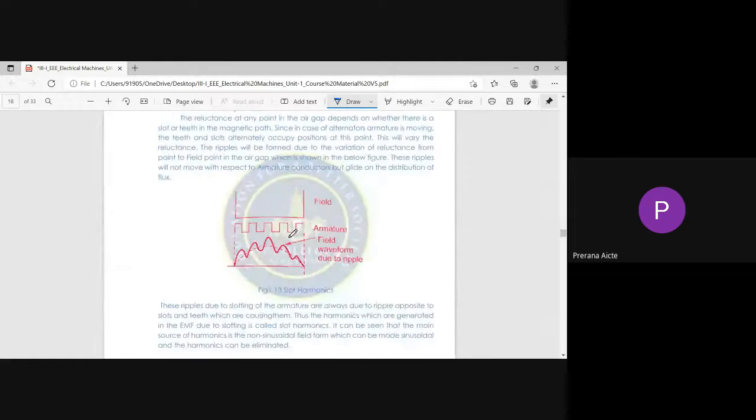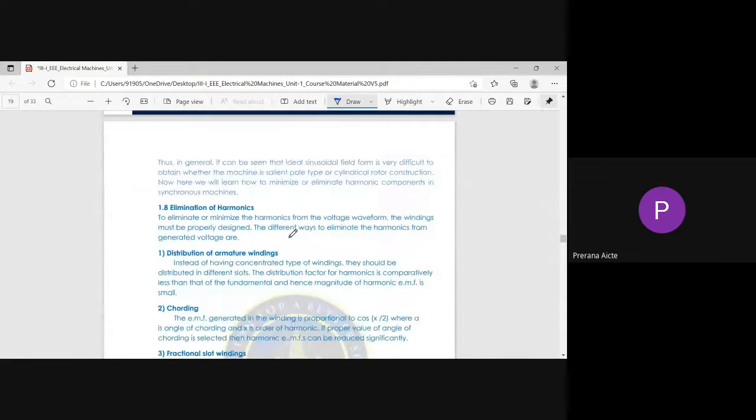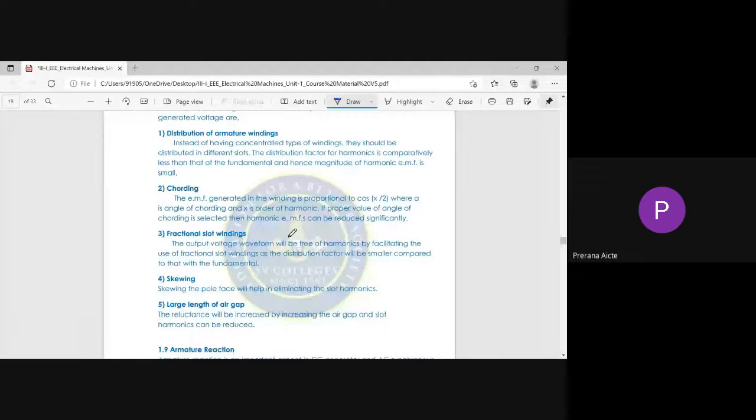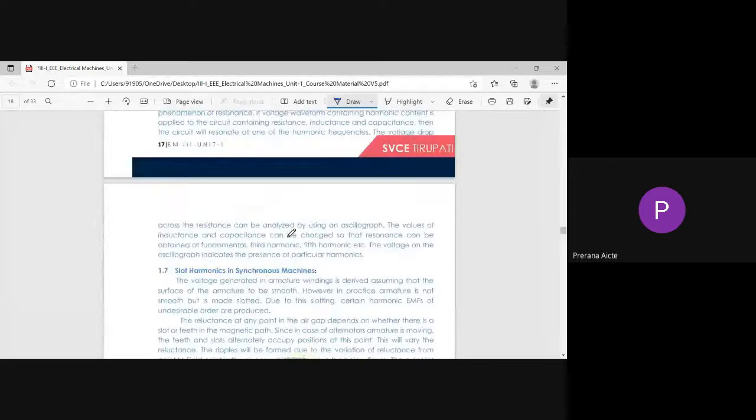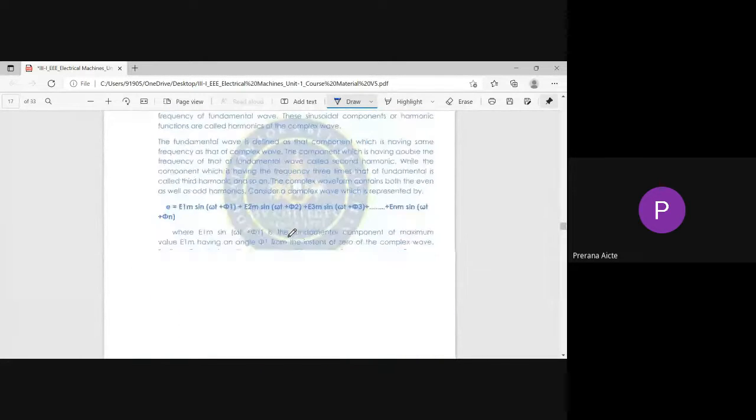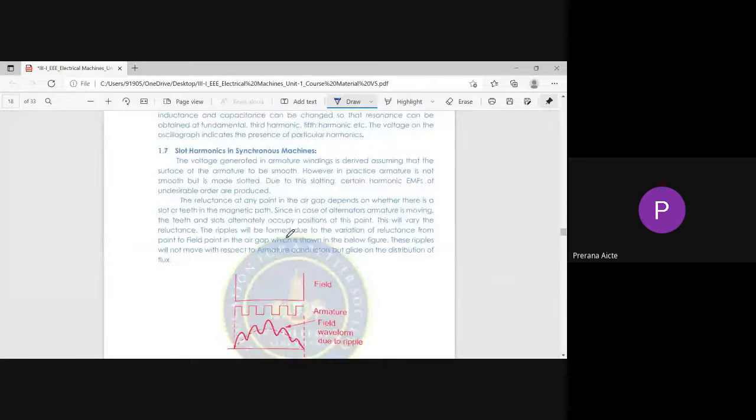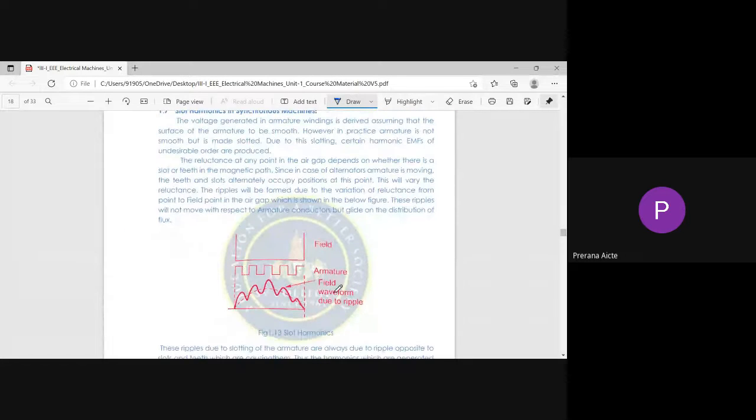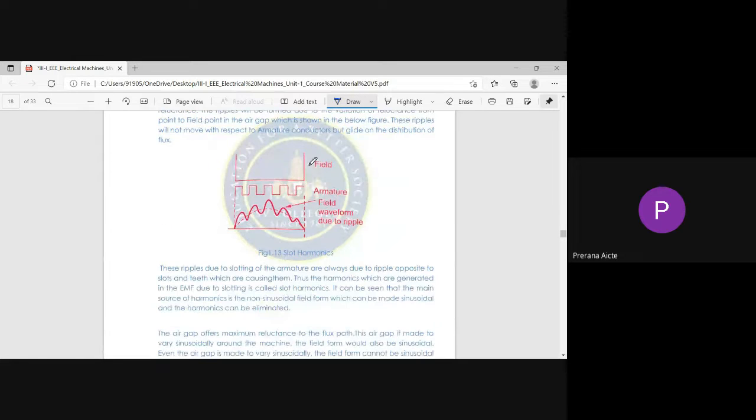See here, there are some types of harmonics. What are the types of harmonics? Space harmonics and slot harmonics. These are the slot harmonics. By providing slots on the rotor and stator periphery, slot harmonics are developed. We reduce these slot harmonics by skewing the rotor slots only.